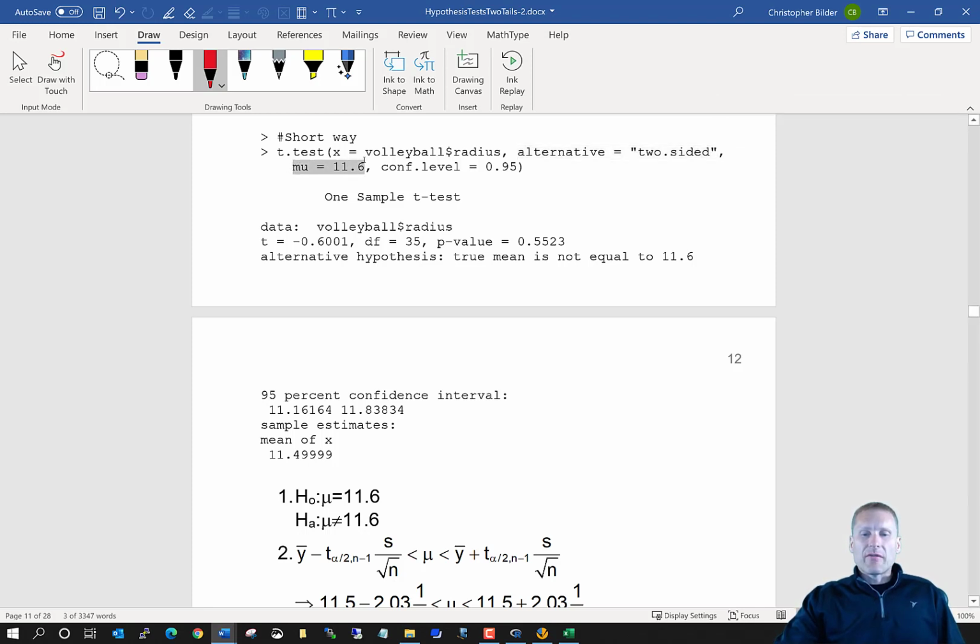Mu is equal to 11.6. That's our hypothesized value. My conf.level is 95%. This is 1 minus our alpha. Again, this is just how R sets it up. It uses slightly different terminology. It just needs some way to get the programming done, and this is what it does. So based upon that, here's my confidence interval that I just calculated.